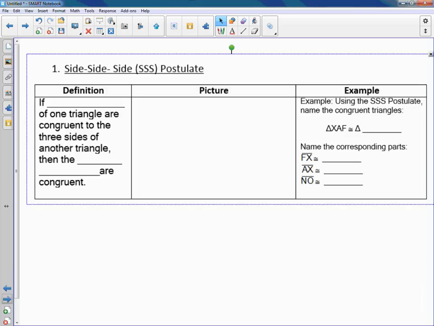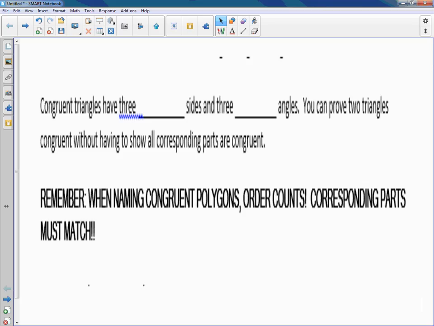So, the first thing: congruent triangles have three congruent sides and three congruent angles.